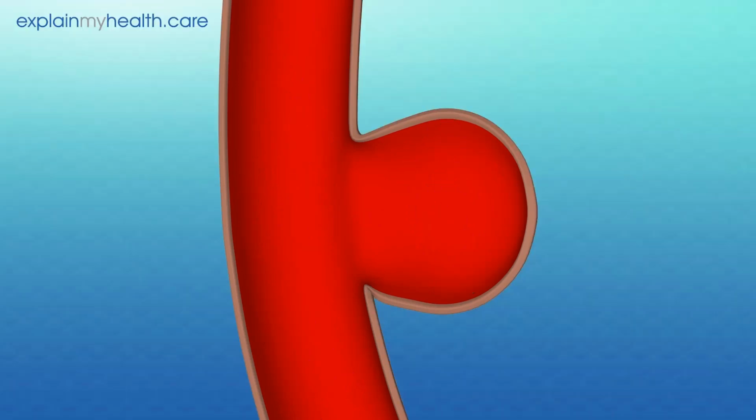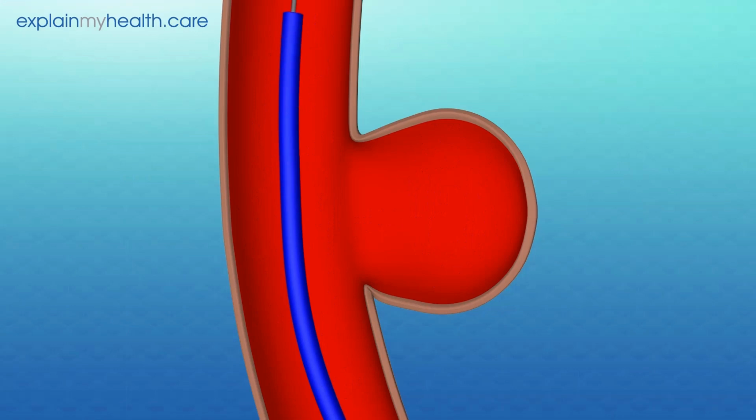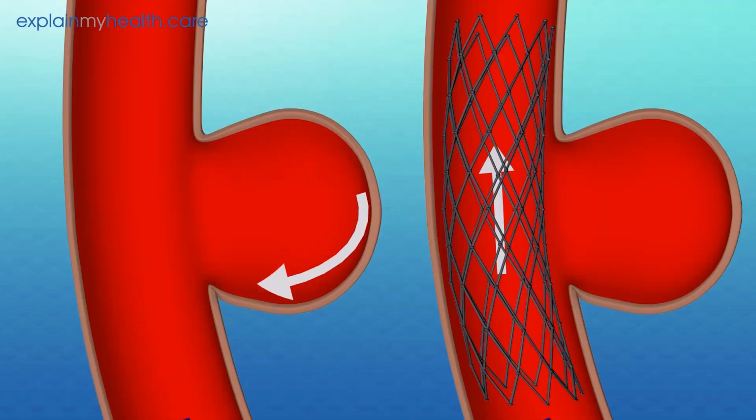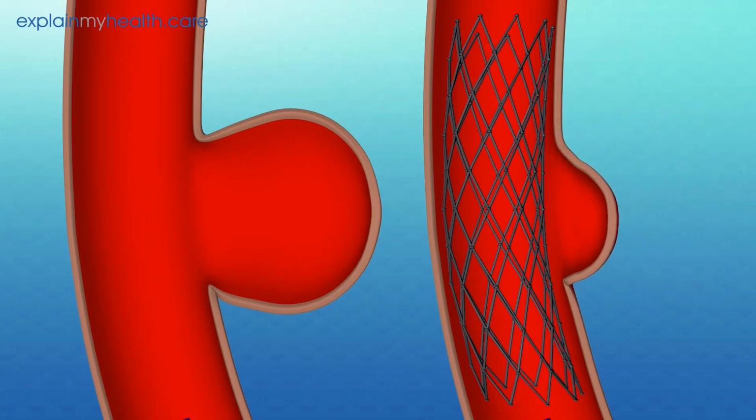If it's not possible to place any coils, then another option is a flow diversion stent. This is a stent that diverts blood away from the aneurysm. By stopping blood from flowing into the aneurysm, it may reduce in size over time.